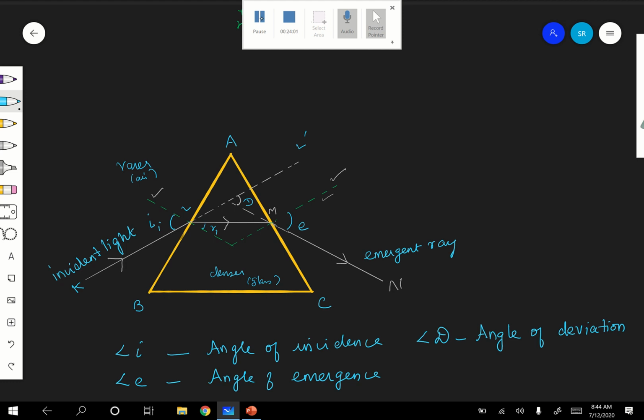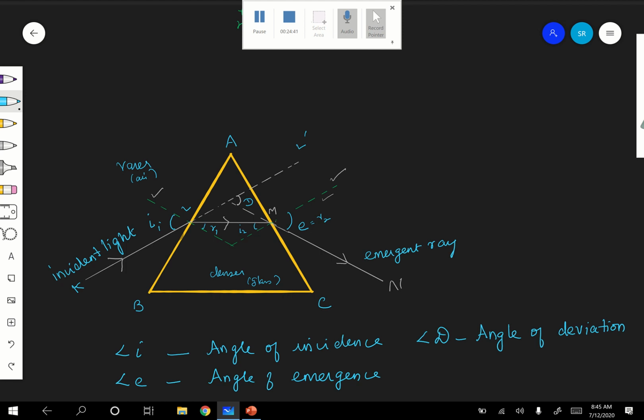Therefore, that time you can say this is your I2, and R2 here is nothing but, what is R2? R2 is nothing but the angle between the emergent ray and the normal. That is nothing but E, that is angle of emergence. You can say that it is equal to R2. Are you following? So it suffers two refractions. First, rarer to denser medium, angle of incidence is I1, angle of refraction is R1, and from denser to rarer medium, the angle of incidence is I2, angle of refraction is R2.